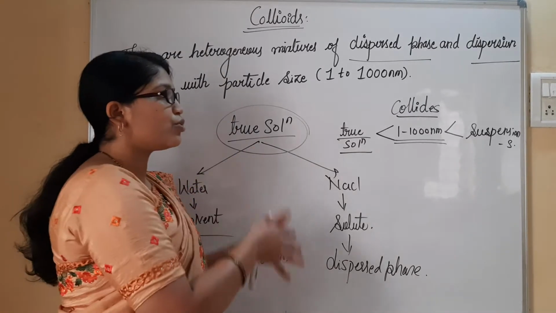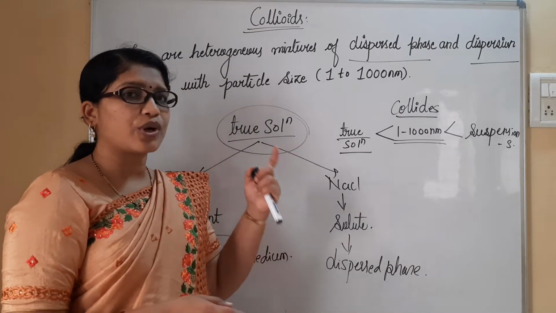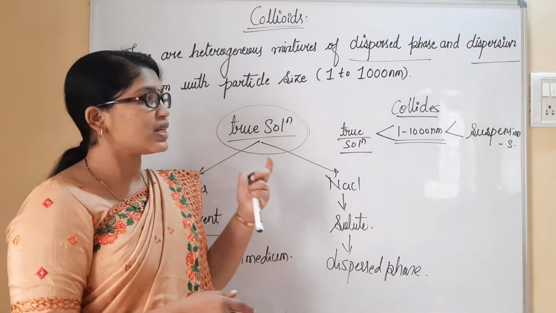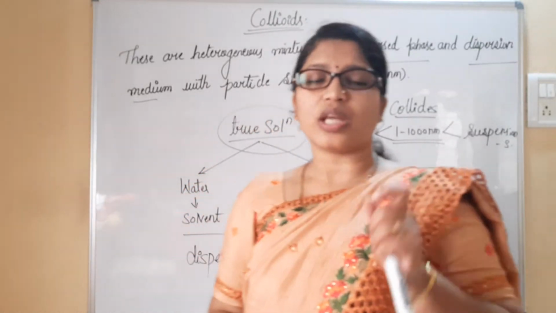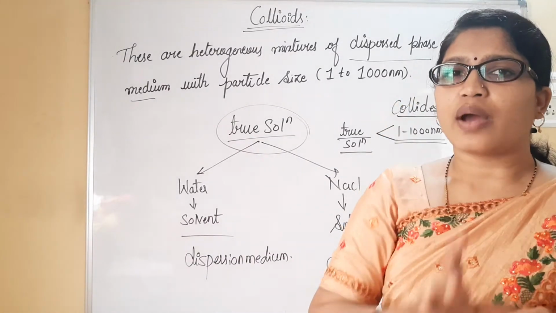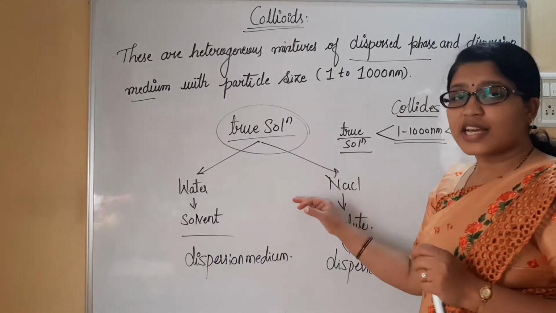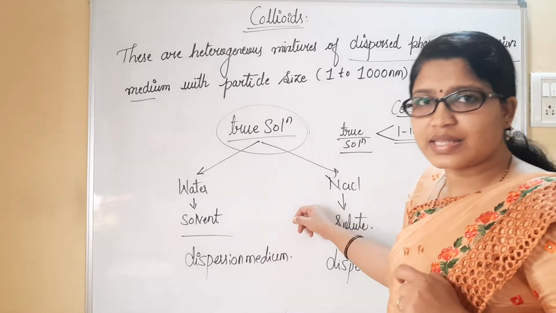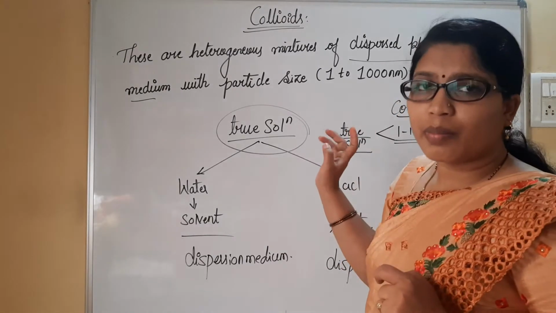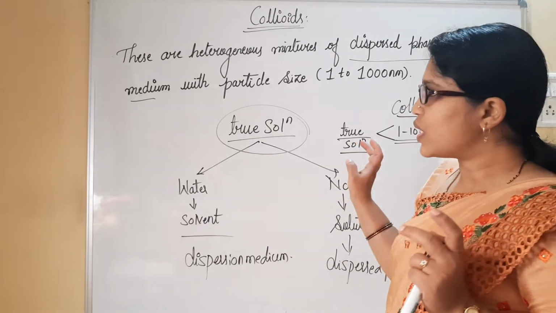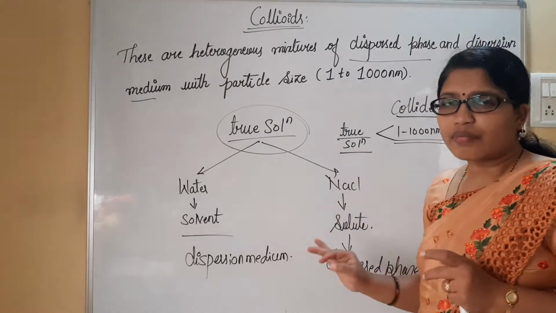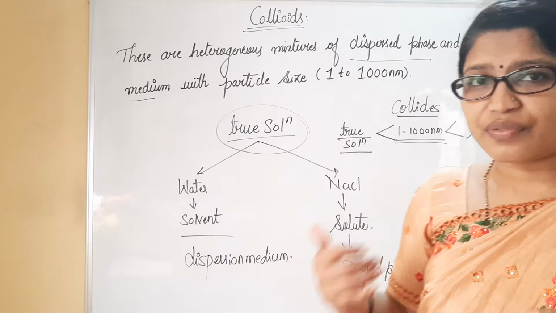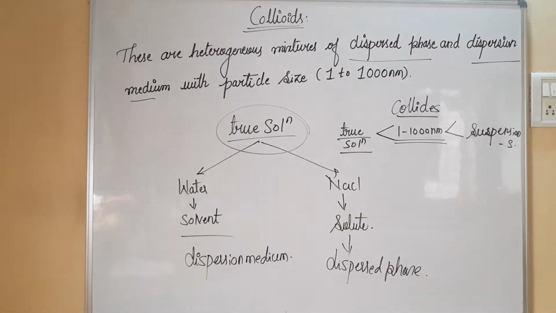Before that, please copy this, as it is most important. You have to remember these terminologies, and this value of 1 to 1000 nanometer is the most important particle size you have to remember. You can expect a question on it in your competitive examinations, on the basis of particle size. This is a brief introduction to colloids. Now we'll see how colloids are classified. Please copy, and we'll move to the next.